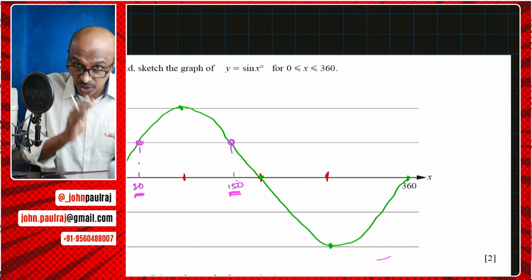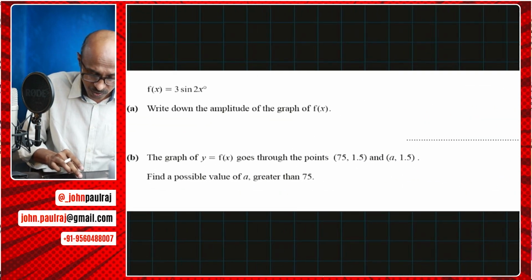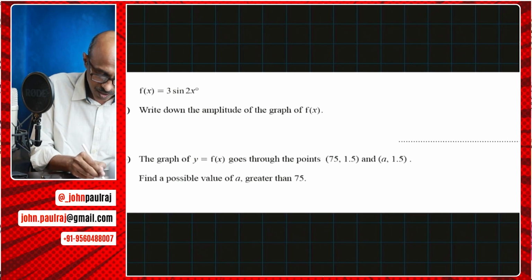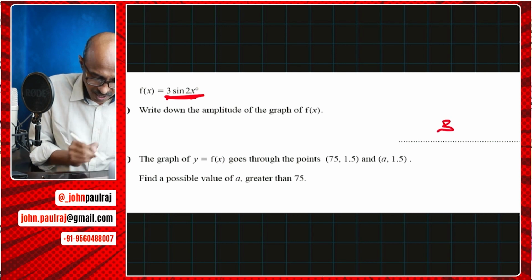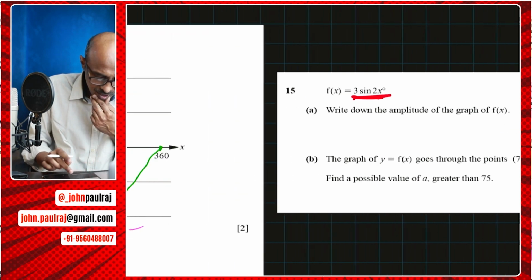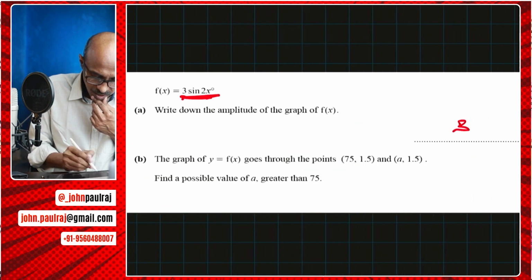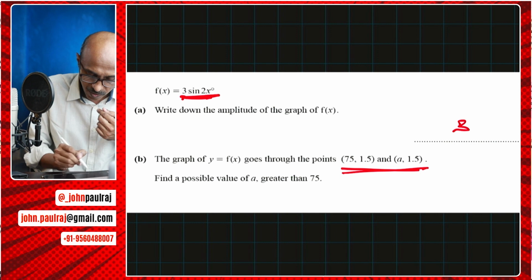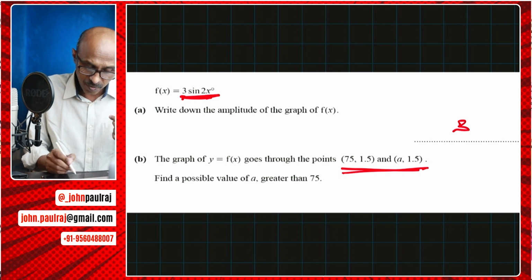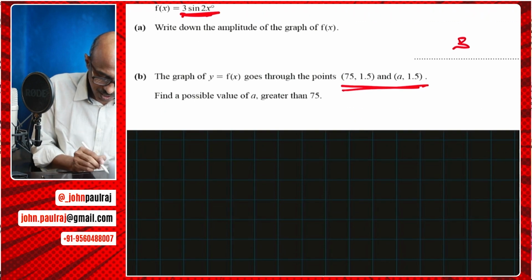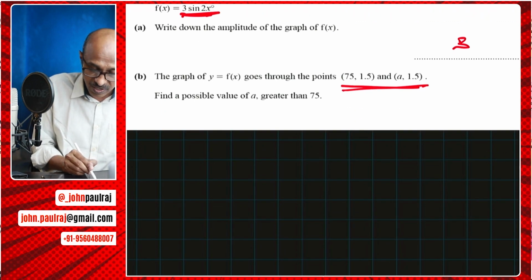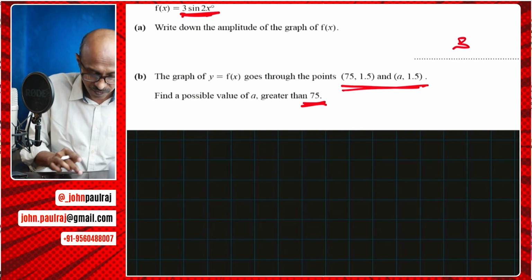So it should include trig graphs also, because in this question, they've asked the amplitude. Can you see that? That's clear if you've done these kinds of questions. The amplitude should be 3. And this is very similar to this earlier part, okay? So y is equal to f of x goes through the points 75, 1.5, a, comma 1.5. Let me do this for you. Even though this video is getting long, I'm going to solve this question for you. So it says find a possible value of a greater than 75. Can you see that? Greater than 75. So let's see how we do this.